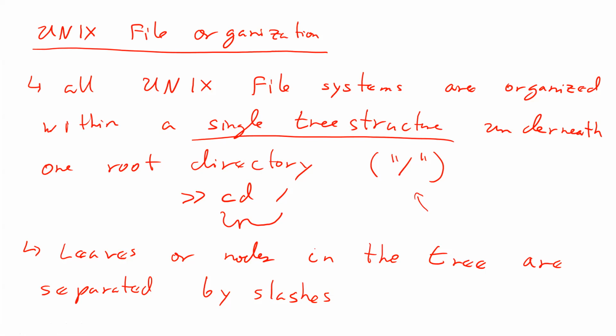Let's say that you want to get from wherever you are into the root directory. You would do something like cd, and then navigate into the root directory. The leaves or nodes in the tree are separated by slashes. Whenever you navigate into a folder, and then from that folder into another folder and so on, all these folders within folders or files within folders are going to be separated by slashes, okay?